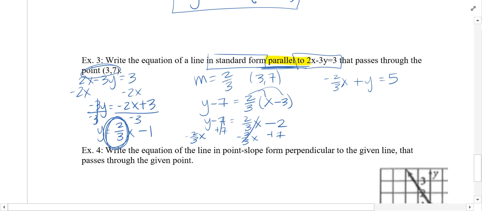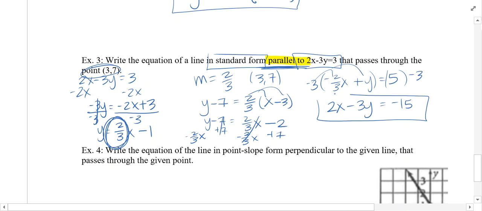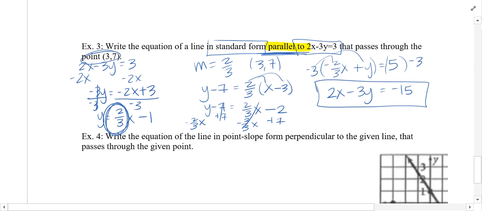So my problem is with the value in front of x. It's a negative and it's a fraction. So I need to multiply both sides to get rid of that. So I want to multiply by negative 3 to both sides. End up with a 2x. Remember, the 3 has to get distributed, so minus 3y equals negative 15. Okay, so that is our answer in standard form.